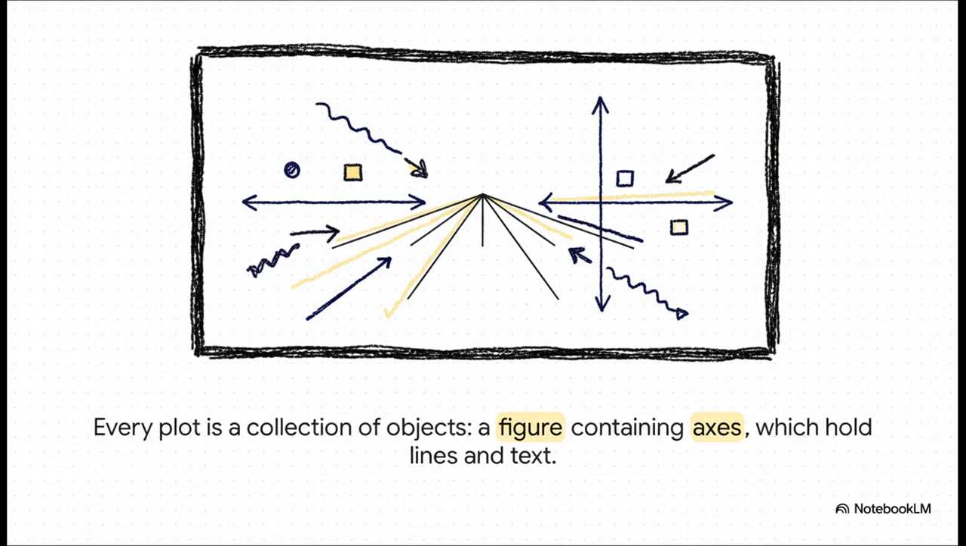But what if you want to change something, customize it? Well, the key is to understand that a plot isn't just a static picture. It's actually a collection of objects. You've got the main figure window. Inside that, you have the axes. And inside the axes are the lines, the text labels, and everything else. This structure gives you complete, fine-grained control over every single little detail.